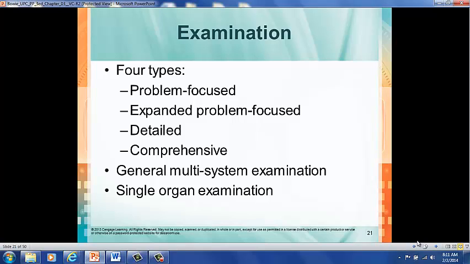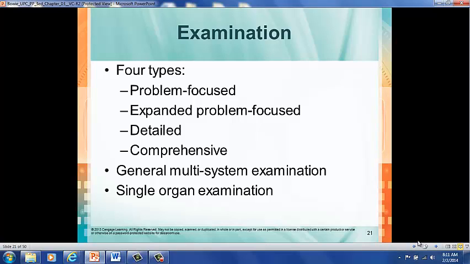In the documentation for the encounter, 1 to 3 elements of the history of the presenting illness are needed. An expanded problem focus history includes documentation of 1 to 3 elements of the HPI as well as a review of the system directly related to the chief complaint. No past family and/or social history is required.